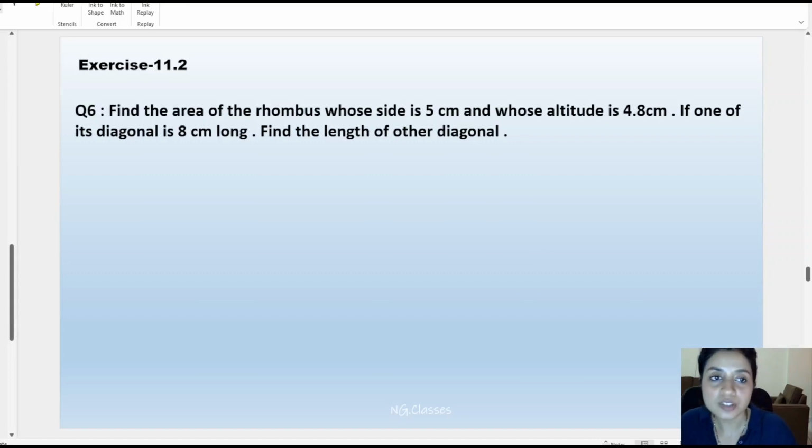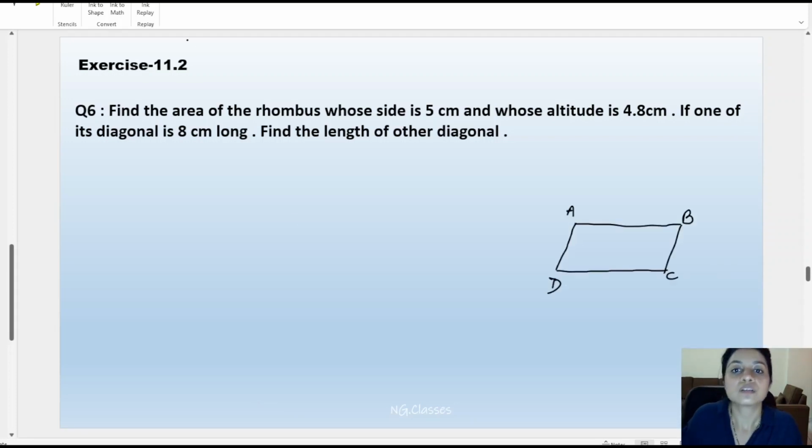So here our question says find the area of the rhombus whose side is 5 cm and whose altitude is 4.8 cm. If one of its diagonals is 8 cm long, find the length of the other diagonal. Let's draw the figure at first. So here we have a rhombus. Here the side of the rhombus is given as 5 cm and we know each and every side of the rhombus is of equal length. So all the sides are 5 cm only. And the altitude is given as 4.8 cm.